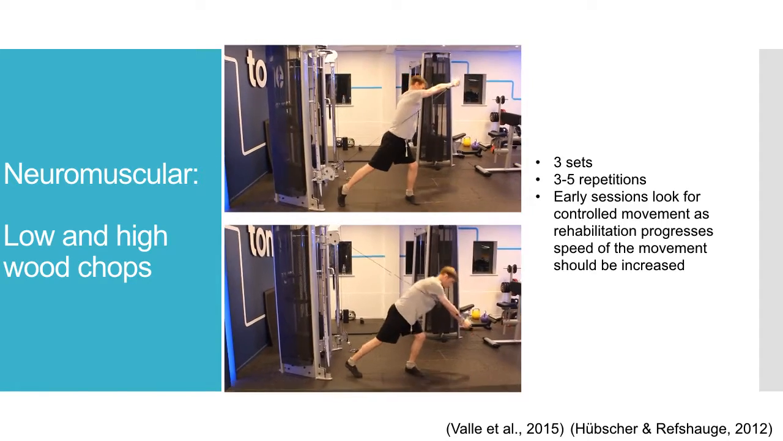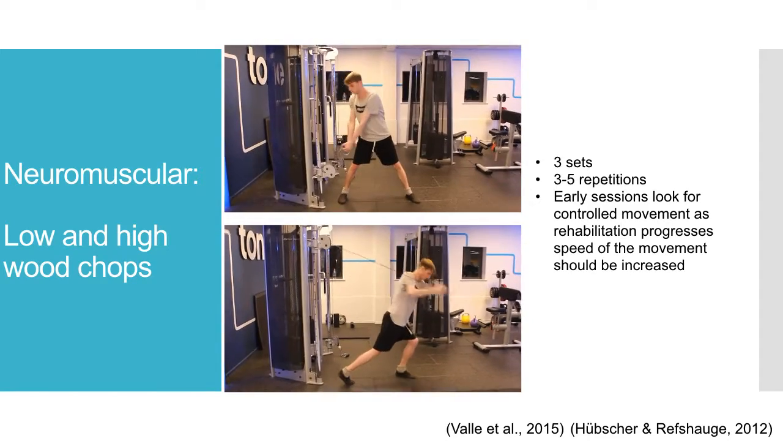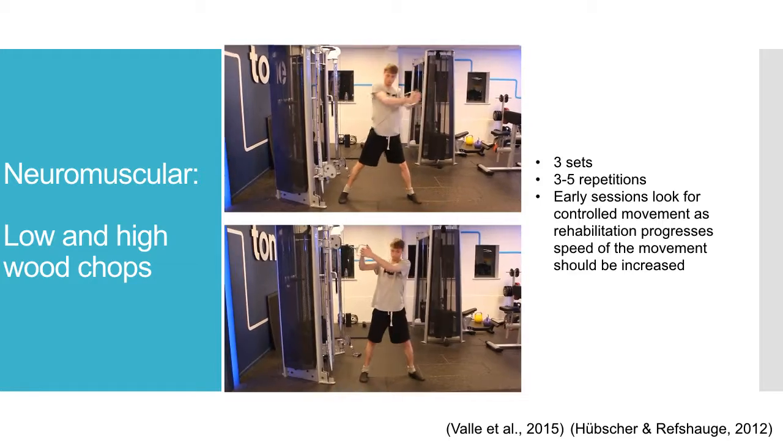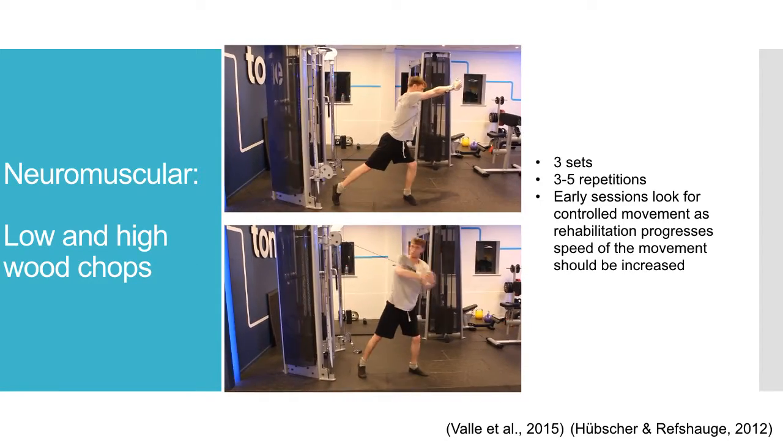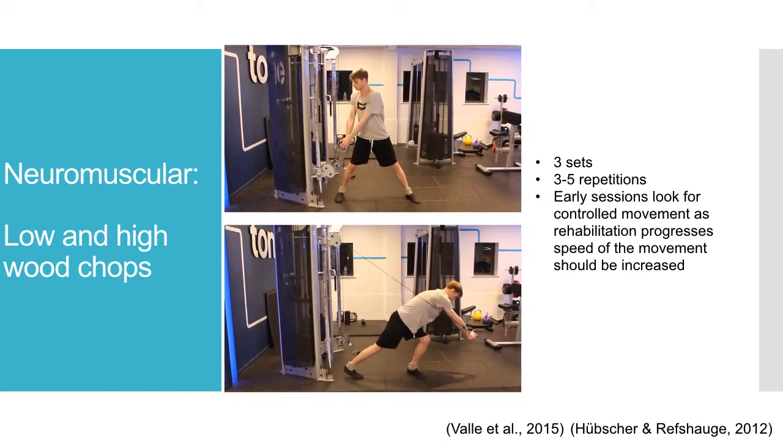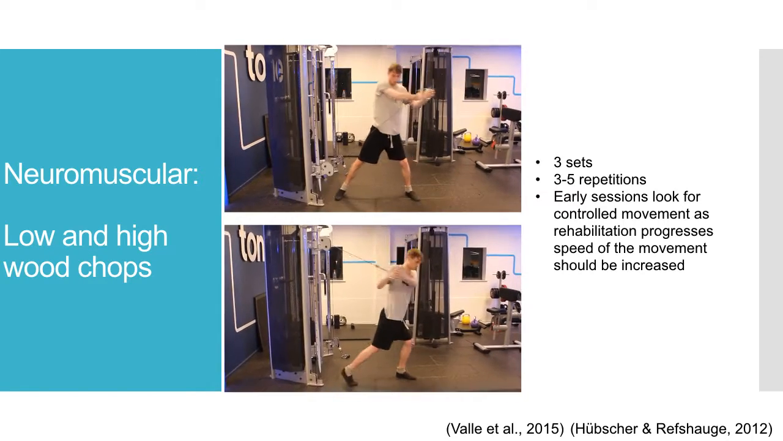To progress the sport-specific nature of this exercise, the athlete may stand with their back towards the machine. They will then jump side to side, landing in a lunge, and then swing through, performing a low chop.